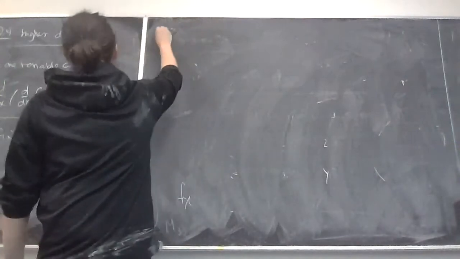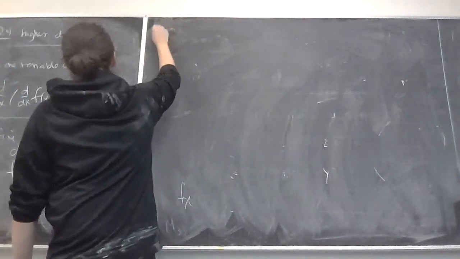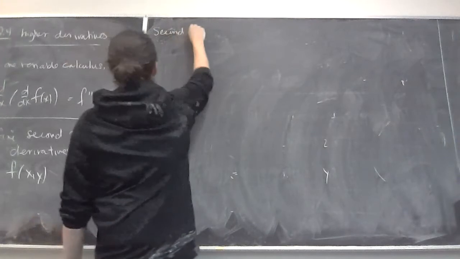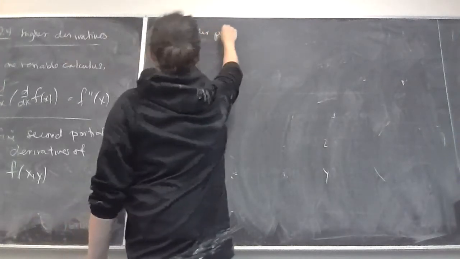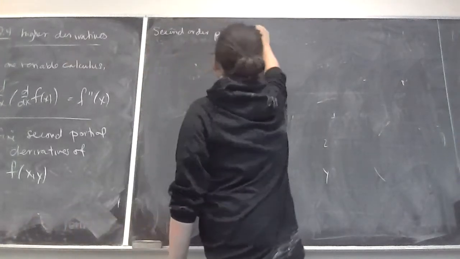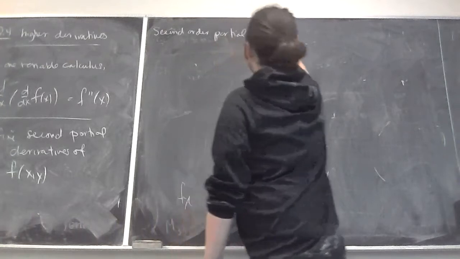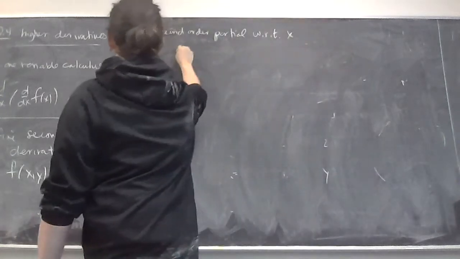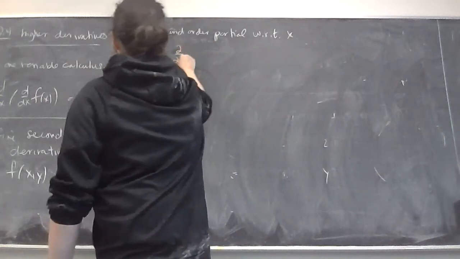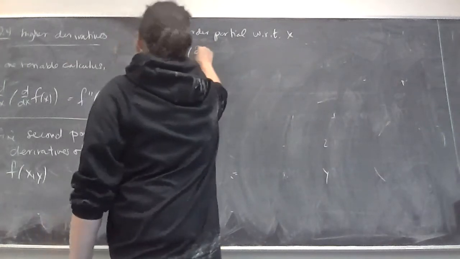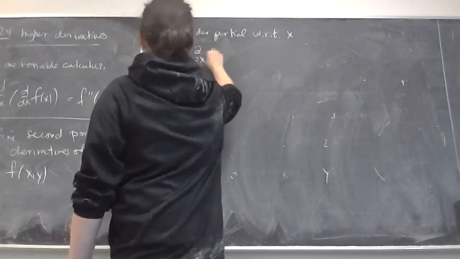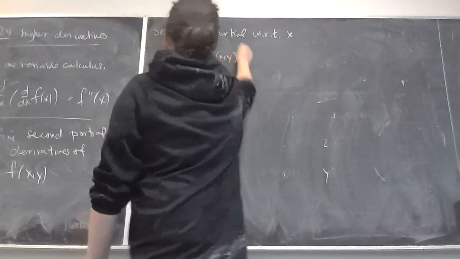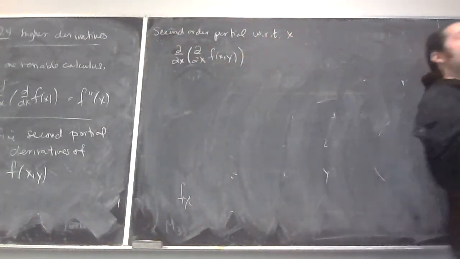So the second order partial with respect to x, usually we use WRT to mean with respect to x, just means take the partial derivative with respect to x of the partial derivative with respect to x of f of x and y. Do it twice.